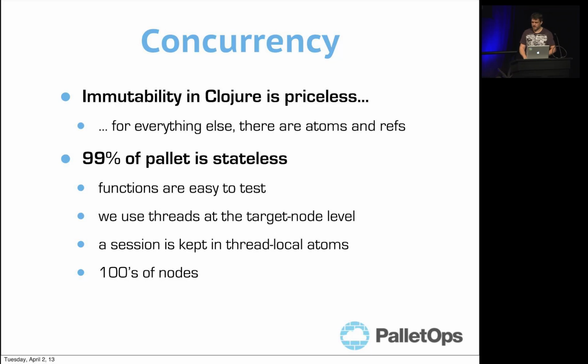We use concurrency a lot. So immutability in Clojure is great, but for everything else, there are atoms and refs. And 99% of Palette is stateless, but we use state in specific places because we tried monads and people didn't like it. They were too hard on the users. We still use monads internally, but you don't have to know.